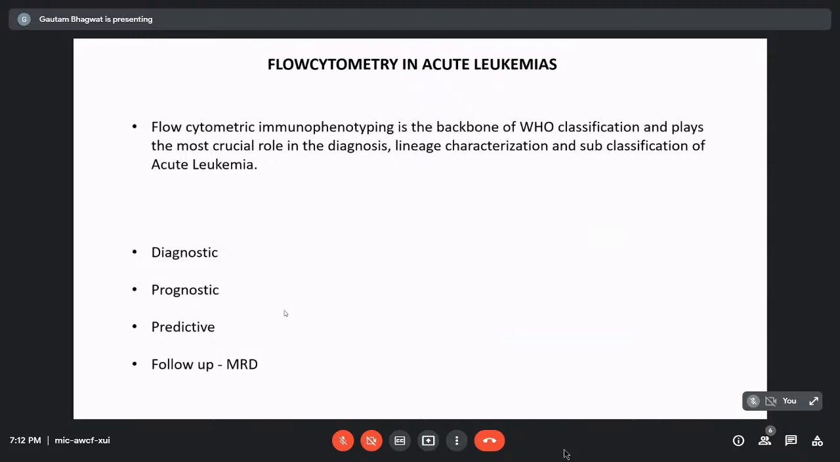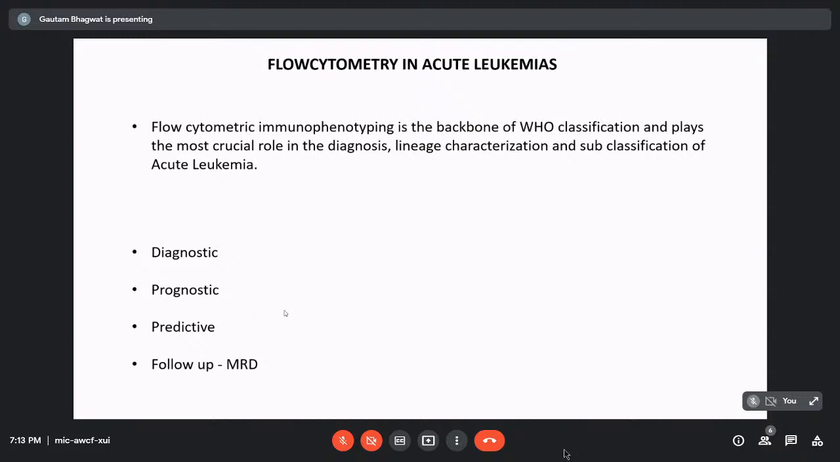How does flow cytometry help in acute leukemias? It helps in diagnosis, it helps in prognosis. So there are certain markers which give prognostic value and tell whether it is a good prognosis acute leukemia or a bad prognosis acute leukemia. Then there are certain predictive markers. So we can tell, or give out in our report, that certain antigens are present against which targeted therapy can be given. So there are predictive markers.